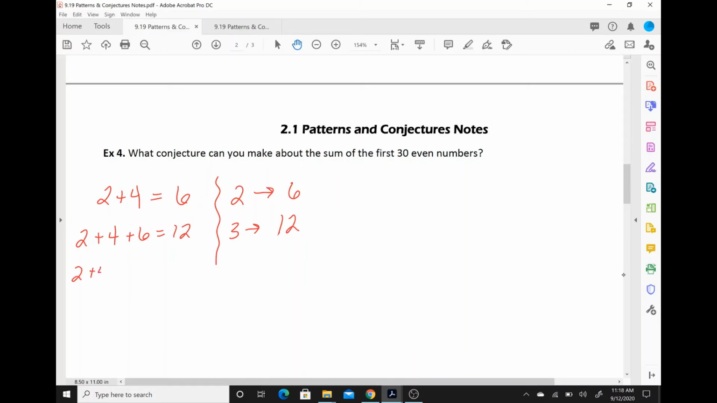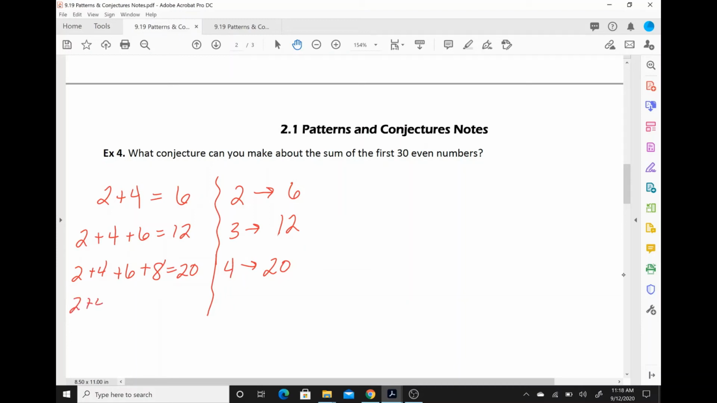2 plus 4 plus 6 plus 8. Now the first part is 12, so 12 plus 8 is 20. So we added 4 even numbers, and that gave us 20. Okay, let's do another one.